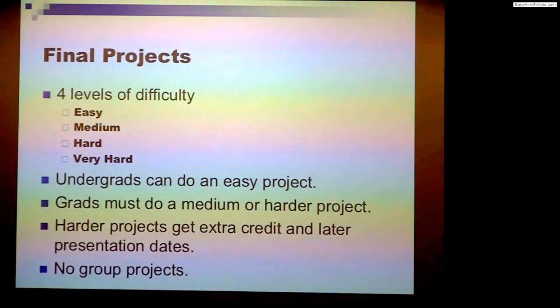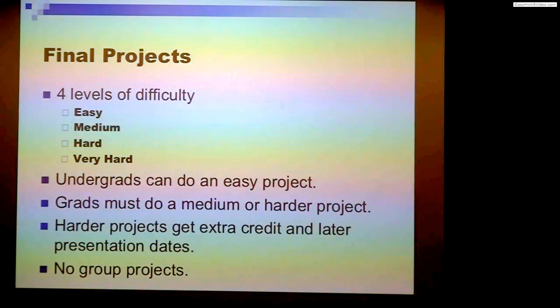So there are going to be four levels of difficulty for the projects. Okay, they go from easy, medium, hard, and very hard. Undergrads, in order to get an A in the class, and for me to be very happy with you, you just have to do an easy project. Okay, grad students, you have to do at least a medium project.